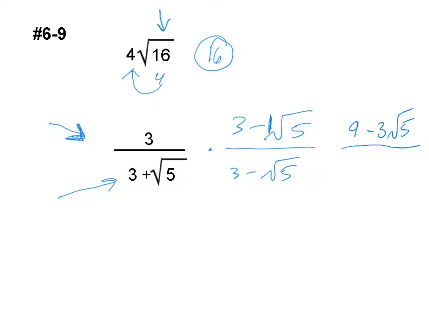And then over, now notice on this bottom part, we'd take 3 times 3, and that would give us 9. And then these would cancel each other out. So the bottom's going to be 4, right? So we have 9 minus 3 times the square root of 5 divided by 4. And that's your final answer.